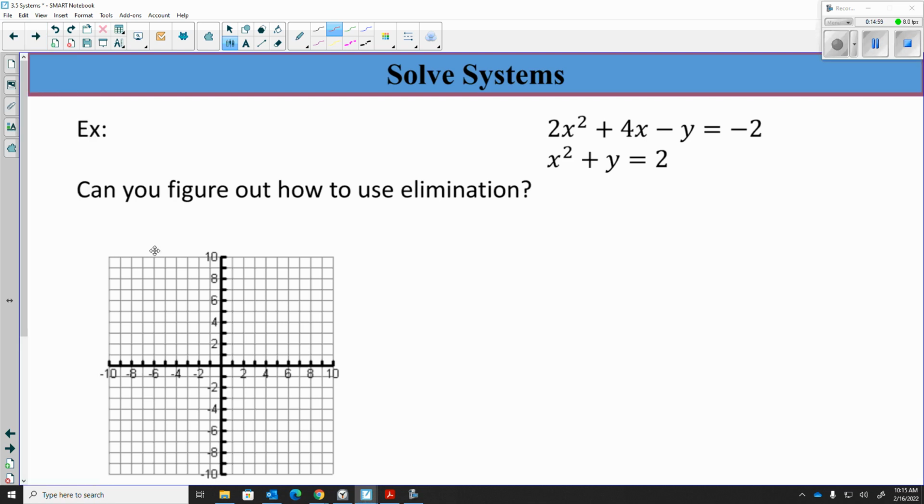Elimination. Do you guys remember elimination from Algebra 1? You remember what the gist of it was? Well, yeah, we did it with 3x3 systems, right? It's one where you're stacking the equations and you're adding them or subtracting them.